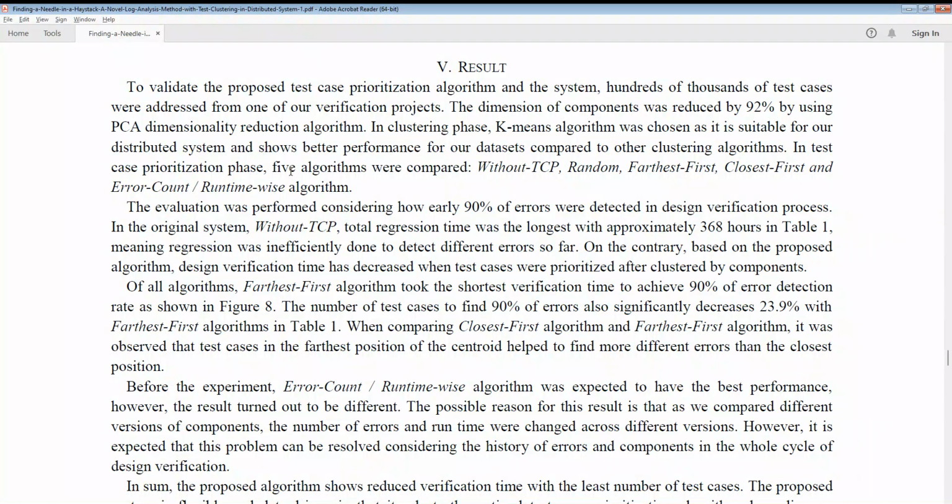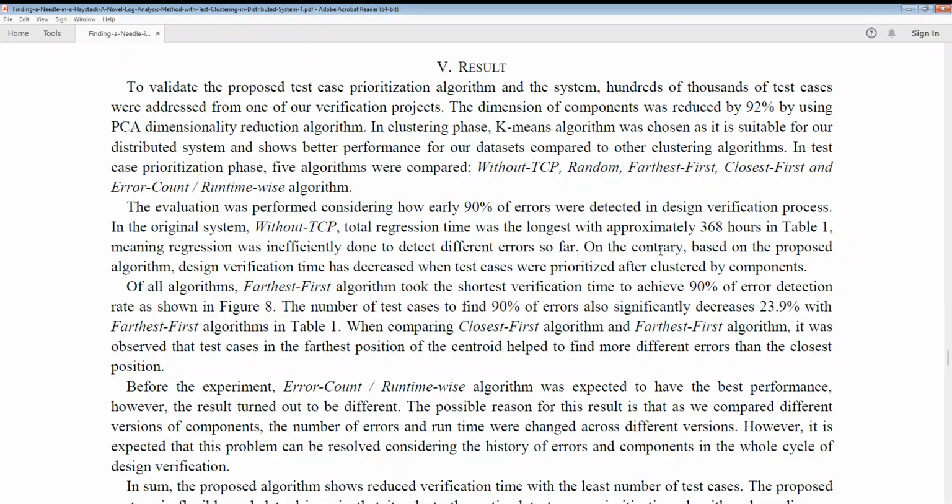In the test case prioritization phase, five values were compared: without TCP, random, farthest first, closest first, and error count and runtime-wise algorithms. The evaluation was performed considering how early 90% of the errors were detected in the design verification process. In the original system, without TCP, total regression time was the longest, with approximately 368 hours in Table 1, meaning regression was inefficiently done to detect different errors so far.